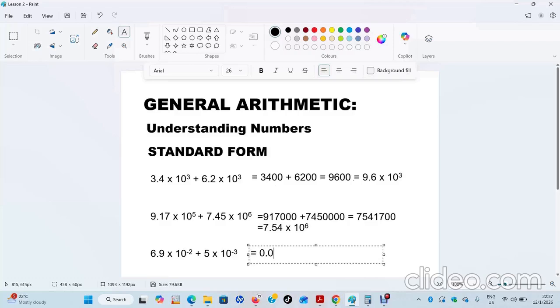Now for 6.9 times 10 to the power minus 2, it's 0.069 plus 0.005. Then we get our answer as 0.074, which is 7.4 times 10 to the power minus 2.